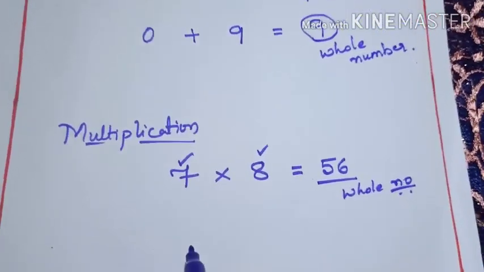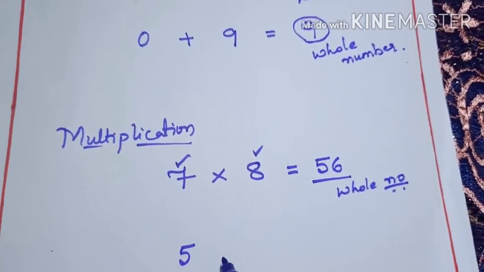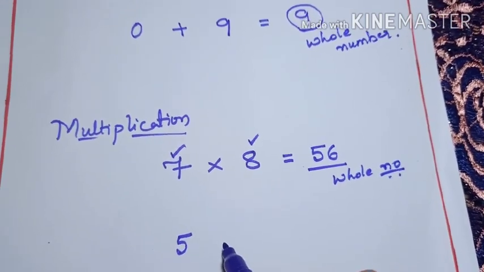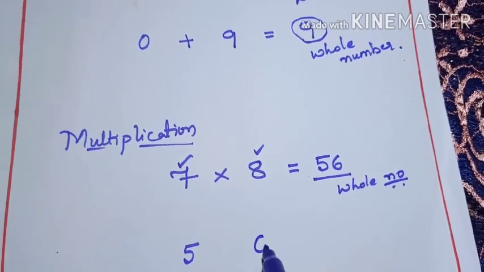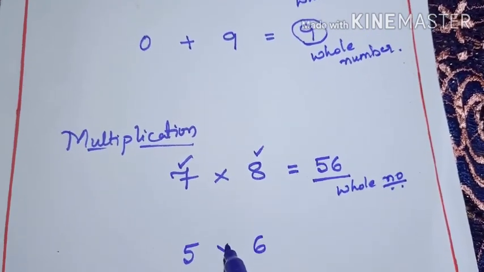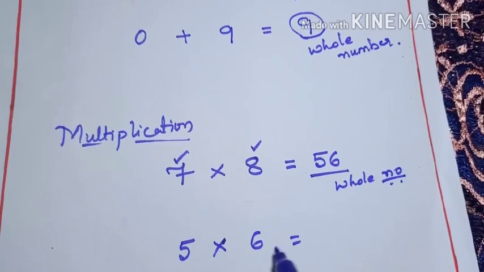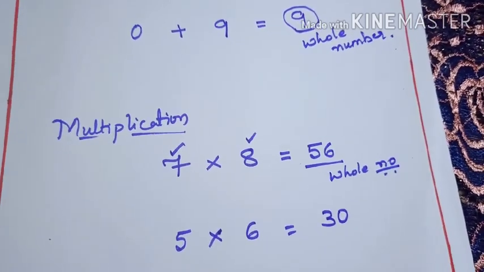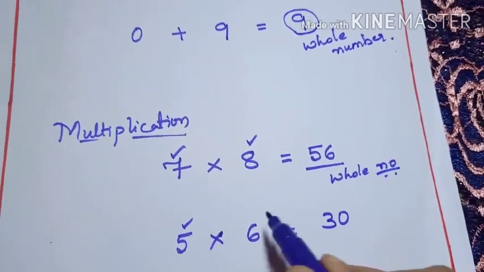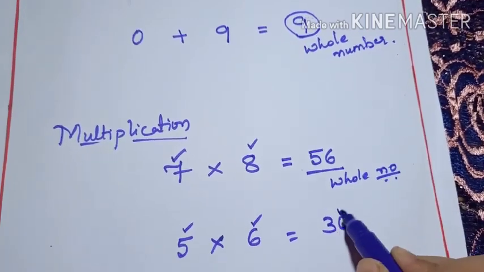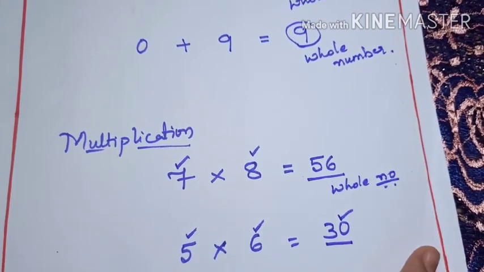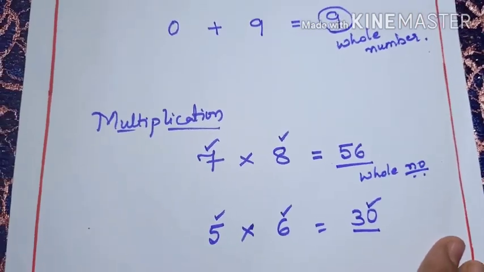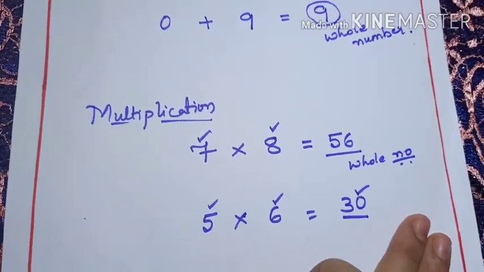Let me take one whole number, 5. You can try with other examples also. Another whole number, let me take 6. When you multiply this, 5 6s are 30. 5 is a whole number, 6 is a whole number, and the answer you got, 30, is also a whole number. So this satisfies the closure property of multiplication.